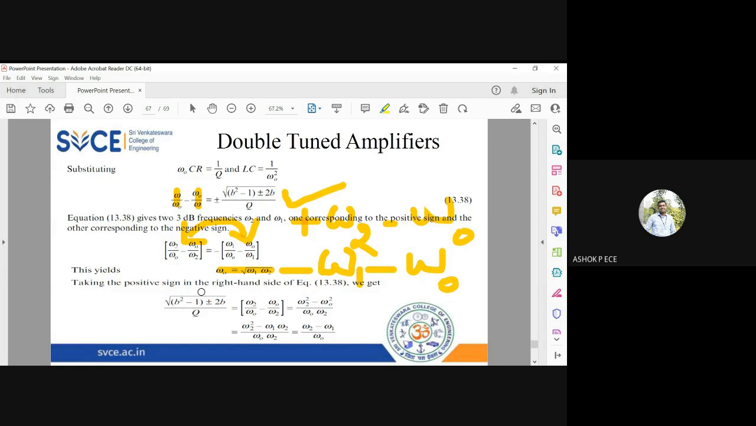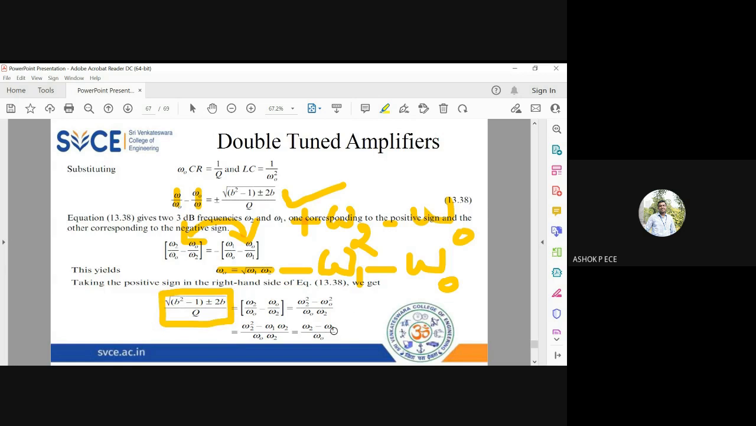So now take the positive sign. So we'll take the positive sign. I'm going to substitute for omega 2. So omega 2 by omega naught minus omega naught by omega 2 equals this, where the plus or minus will become plus, because for omega 2 it is plus. So root of b square minus 1 plus or minus 2b by q. If you simplify, take the LCM: omega 2 square minus omega naught square by omega naught omega 2 equals this term. Here this term is not going to change.